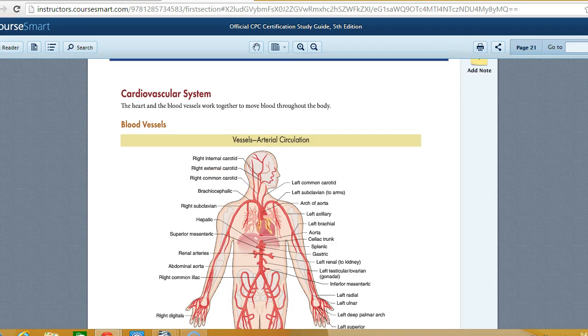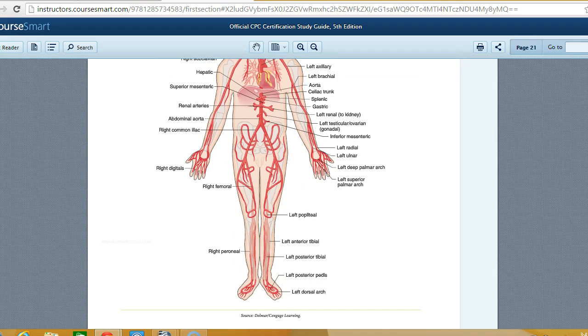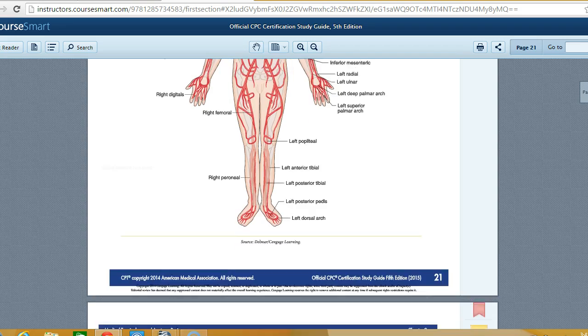Now, this diagram is in the front of your CPT book as well. This is the heart and blood vessels, and they work together to move blood throughout the body. So make sure you know what this diagram is, because they may ask you a question of what artery supplies your knee, okay? And you would look here on this, and you would say, oh, okay, that's the popliteal artery, okay? So make sure you know where to find this.